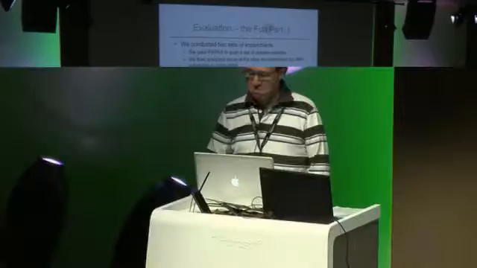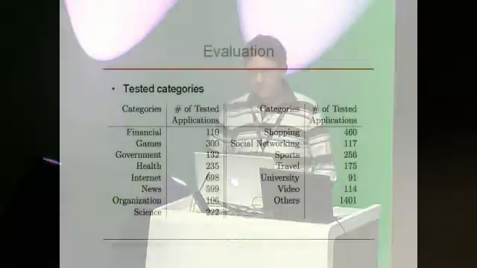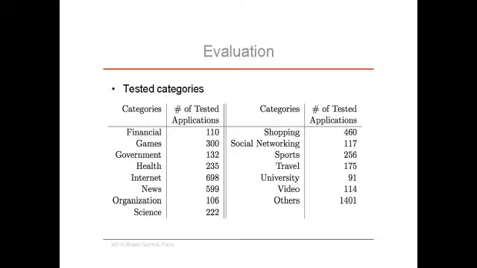And more than 140,000 unique web pages, and we performed some tests on them. So we had different categories of web pages, for example, financial websites, games, government, health, internet, news, organization, scientific websites. Also social networking sites. So we tried to be as broad as possible.